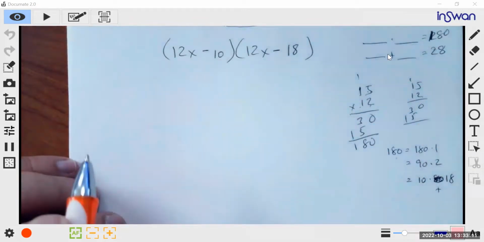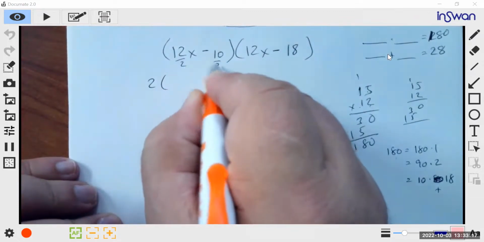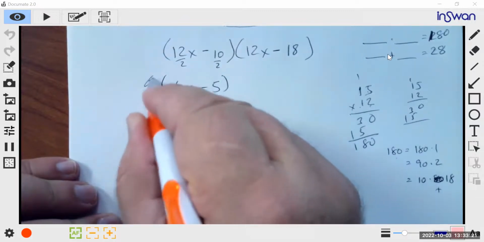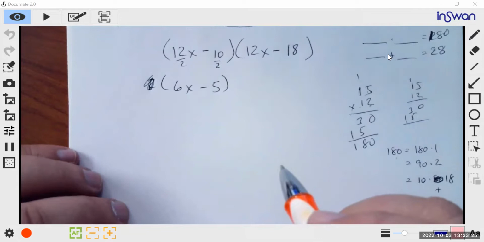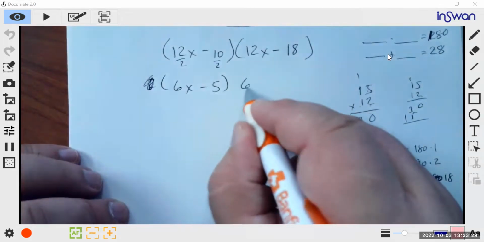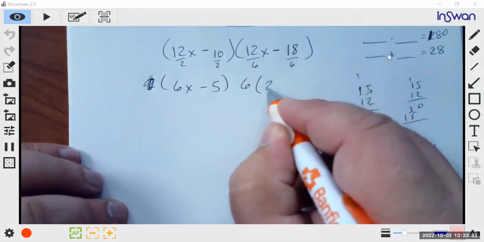Can anything factor out of the first one? Twelve divided by 2 is 6. 10 divided by 2 is 5. So that's good. How about the second one? Anything bigger? 6. 6 goes into 12 and 6 goes into 18.